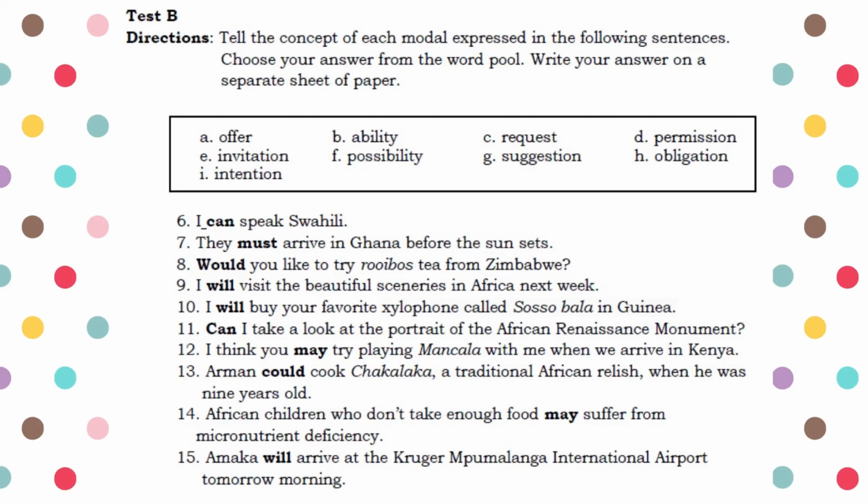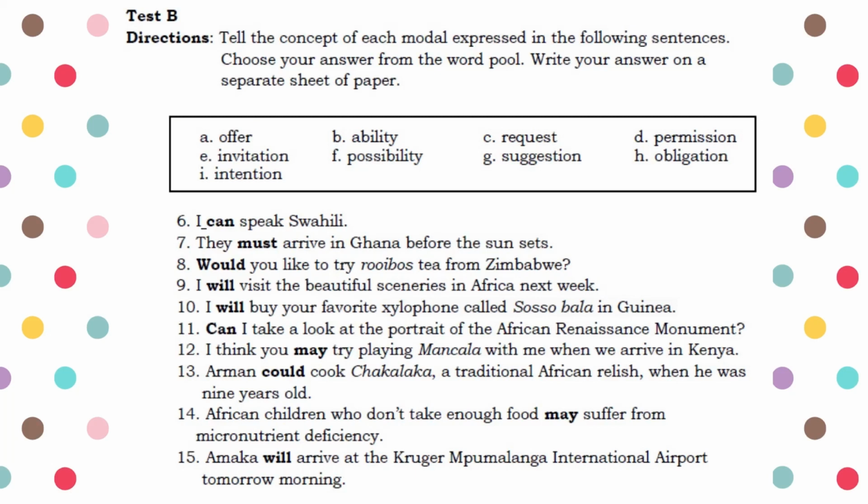Direction: tell the concept of each modal expressed in the following sentences. Choose your answer from the word pool. Write your answer on a separate sheet of paper. So, the words in the word pool are the following. A. Offer. B. Ability. C. Request. D. Permission. E. Invitation. F. Possibility. G. Suggestion. H. Obligation. And letter I. Intention.